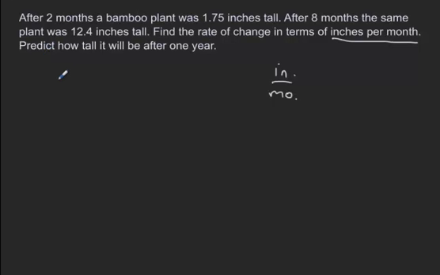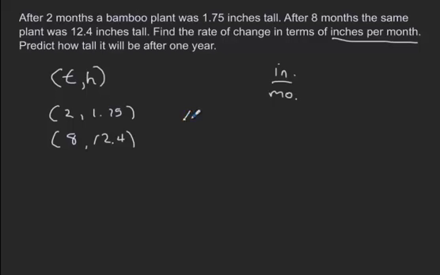Then we'll cover this question in just 1 second. So my 2 points would be, let's see, my x-coordinate is in months, so time. I'm going to write a t for time, and my height is going to be my y. Now, if you want to use units instead of the t and the h, that's perfectly fine, but this is just a reminder for me. So 2 months, 1.75 inches tall. So 1 point is 2, comma, 1.75. And the other point is going to be 8 for 8 months and 12.4.